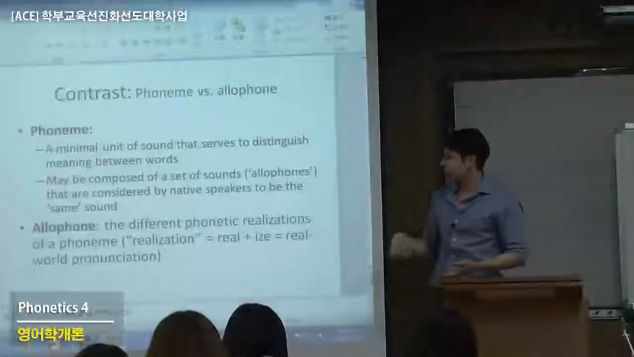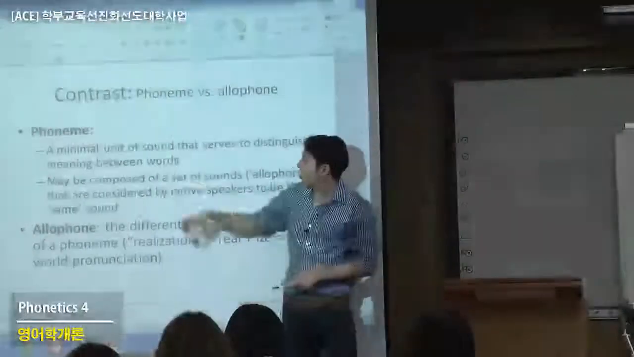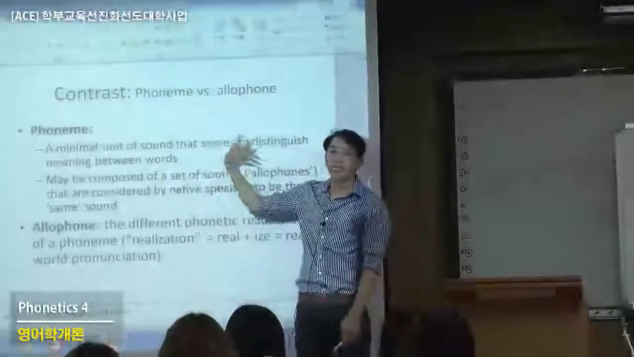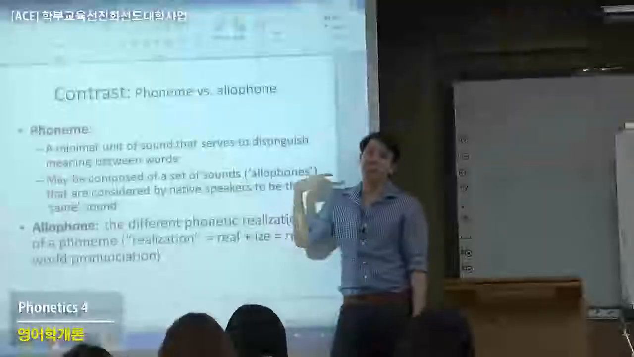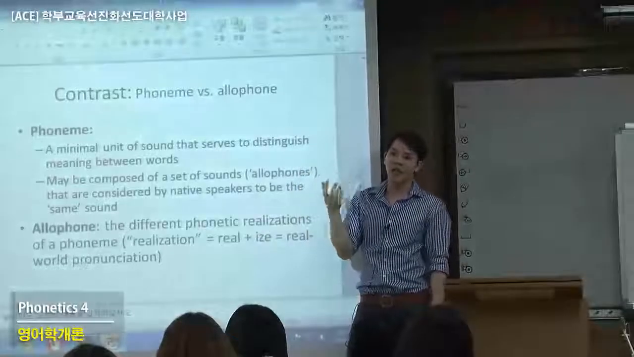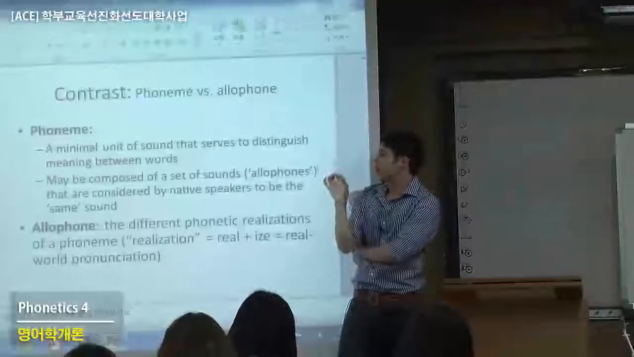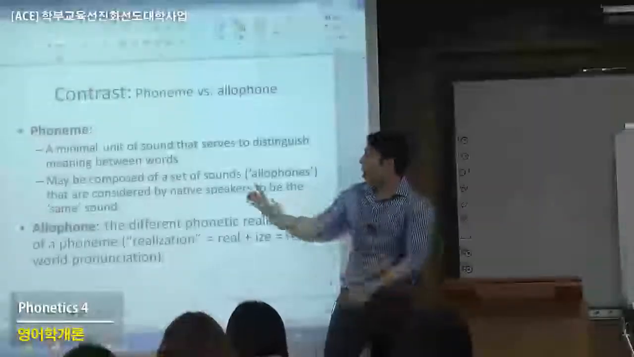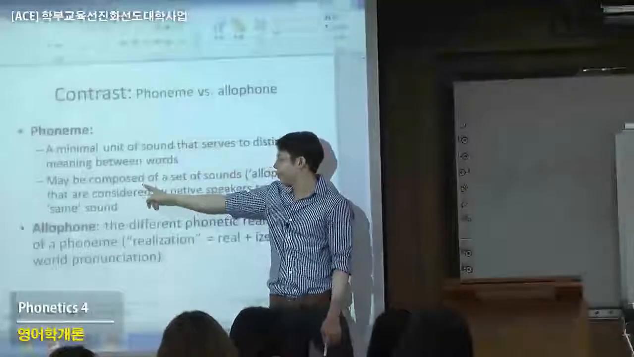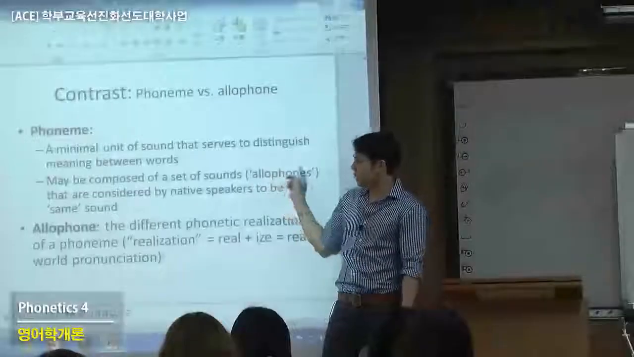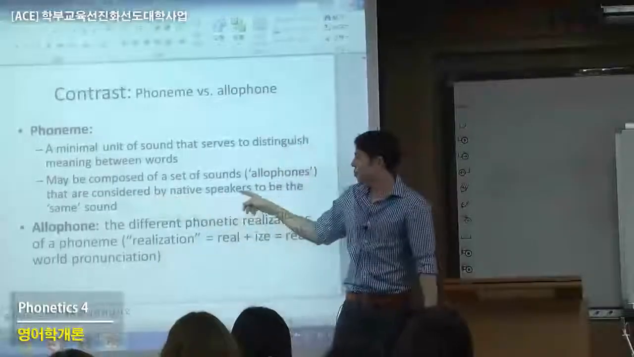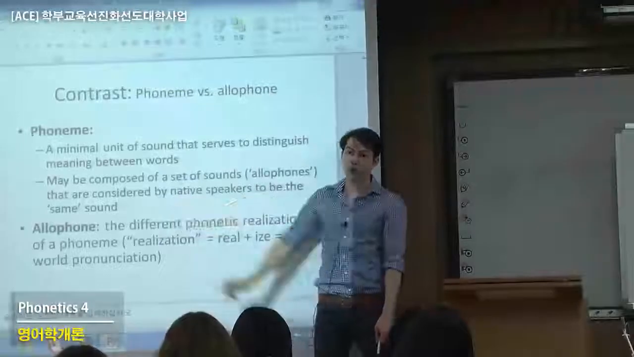Now, this is where the confusion will come in. The phoneme, again, is a minimal unit of sound that serves to distinguish meaning between words, right? Phoneme is a significant unit of sound, meaning that it could indicate contrast in meaning. A phoneme can be composed of a set of sounds which we call allophones that are considered by native speakers to be the same sound. Okay?